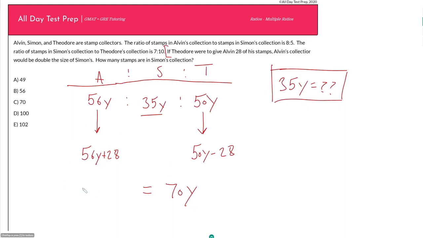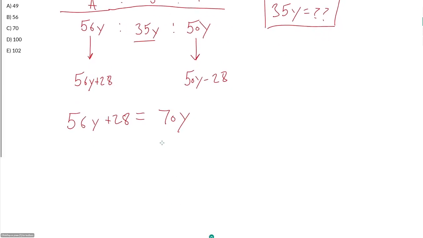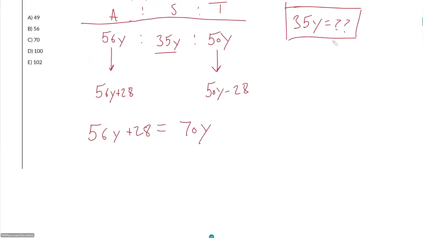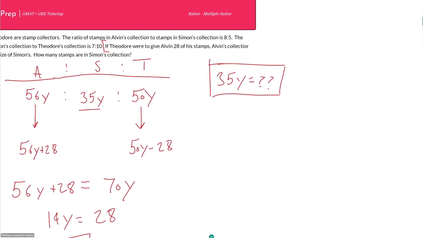So 56y plus 28, because that is Alvin after the exchange occurs, is equal to double Simon's, or double 35y, which is 70y. Now, I can just solve for y, and then I got to remember my final answer is 35y. So this shouldn't be too hard. 14y is equal to 28. y is equal to 2. Means 35y is 70. So Simon has 70 stamps.